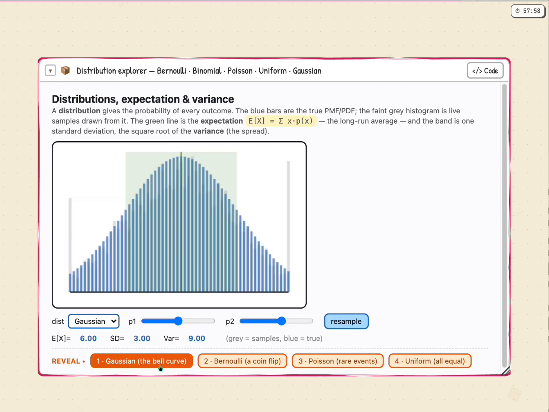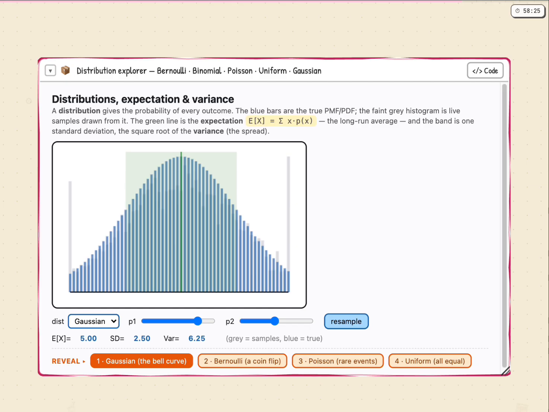Two numbers summarize any distribution, and you should know them both. The expectation, or expected value, that's the green line, is the long run average, the center of mass, every outcome weighted by its probability summed up. And the variance, shown by the band, is how spread out the outcomes are around that center. Its square root is the standard deviation, the typical distance from the average.